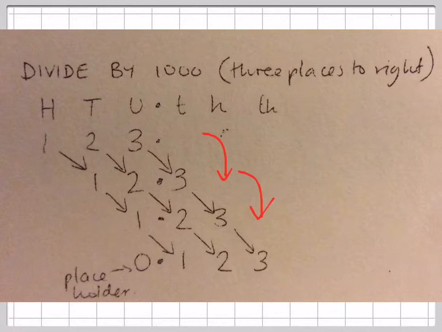Dividing by 1,000, we go from 123 to 12.3, that's dividing by 10. 1.23, that's dividing by another 10 or dividing by 100. And 0.123 for our final answer. Notice I've inserted a placeholder 0 here because there was nothing left in that column.